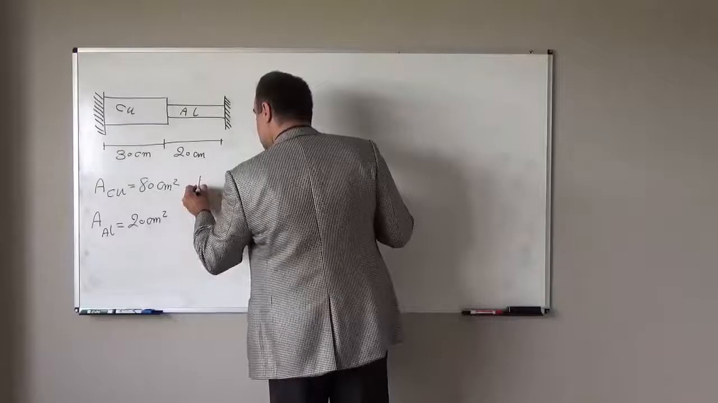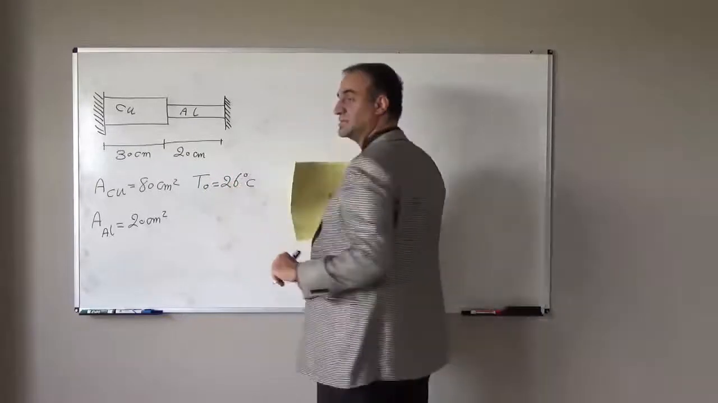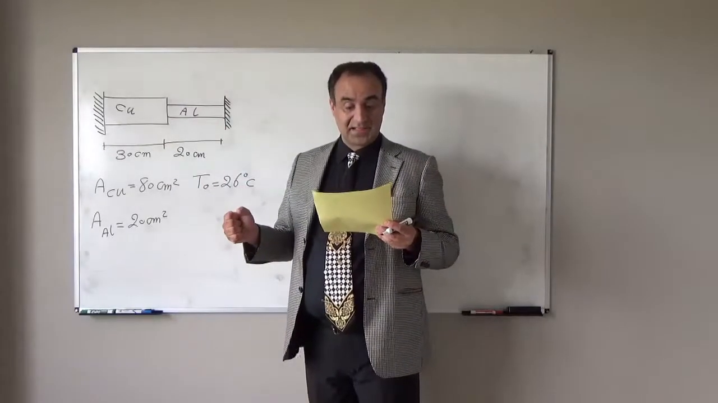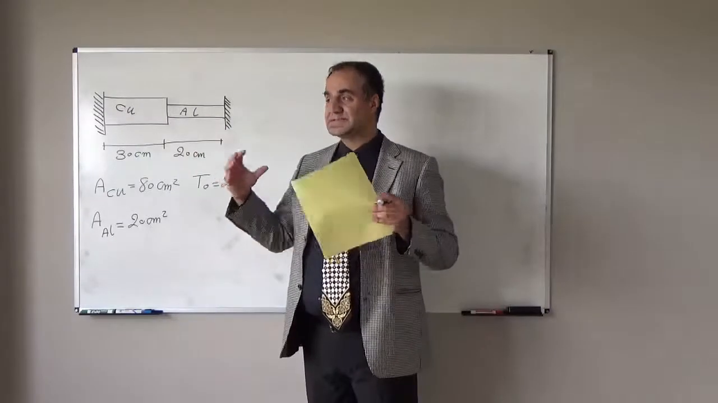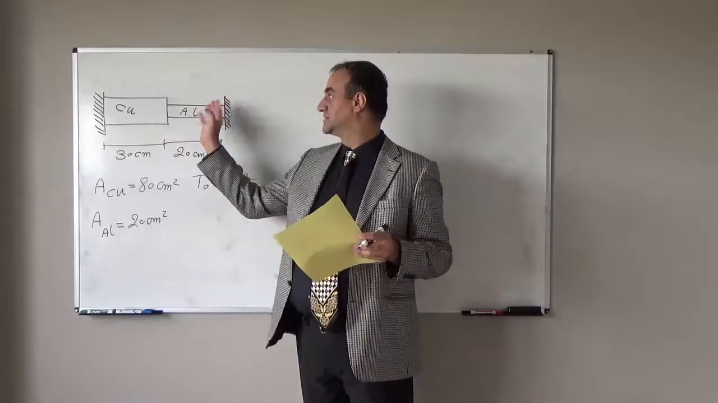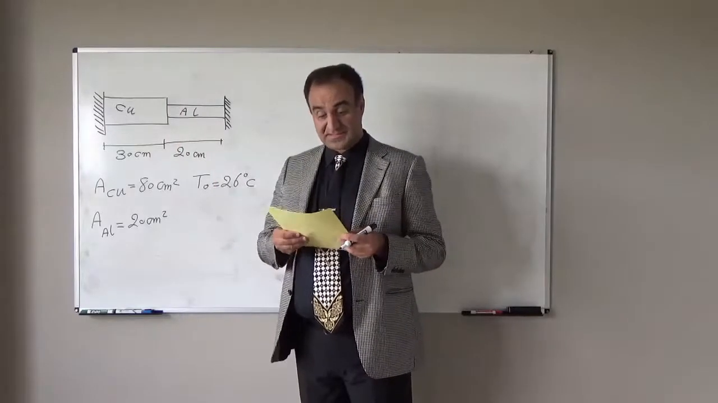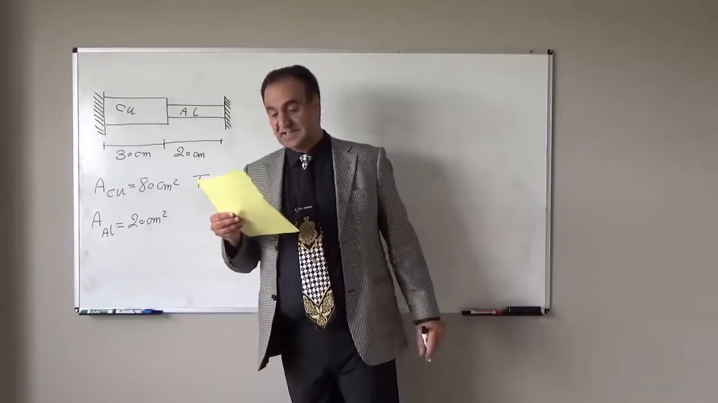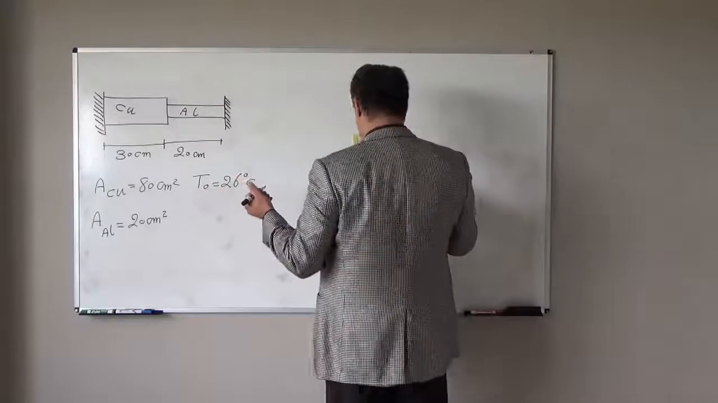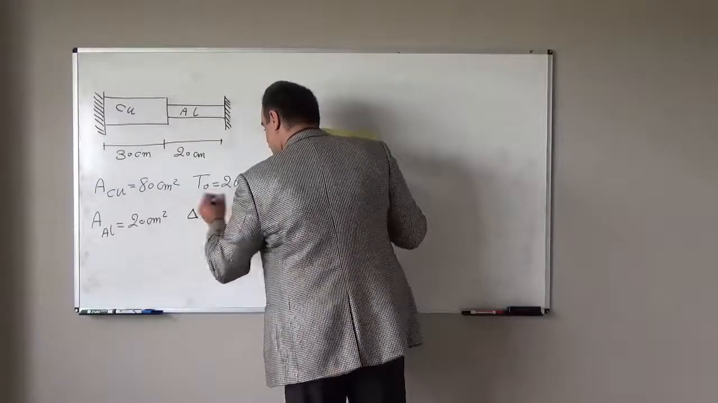Room temperature is 26 degrees Celsius, and this assembly is at room temperature. Once we have this assembly at room temperature, it is stress-free. There are no internal forces inside of this structure. There is no reaction. Everything is equal to 0. Then the problem statement says the temperature drops. How much it drops we don't know, but the temperature will drop by delta T.